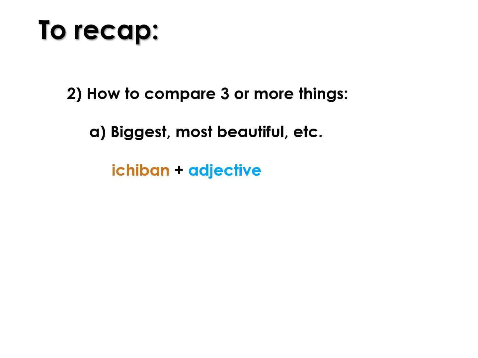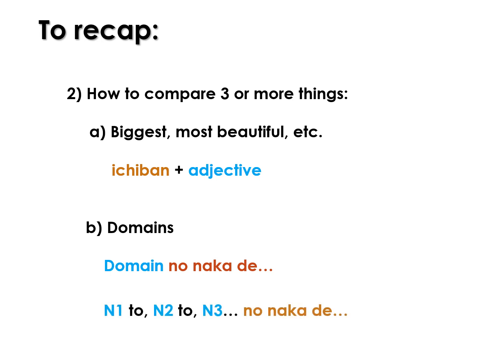And you learned how to compare 3 or more things, how to express the superlative using ichiban plus the adjective. You also learned how to express domains using nani-nani no naka de, or simply enumerating the choices using the particle to, such as n1 to, n2 to, n3 to, and so on, no naka de. And this ends our lesson on how to compare things using adjectives.